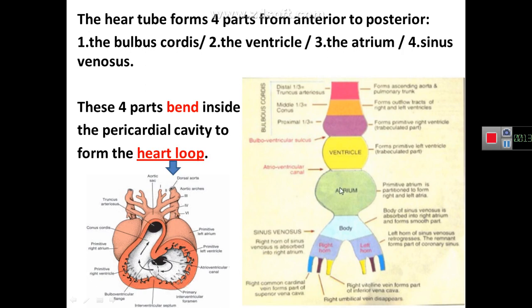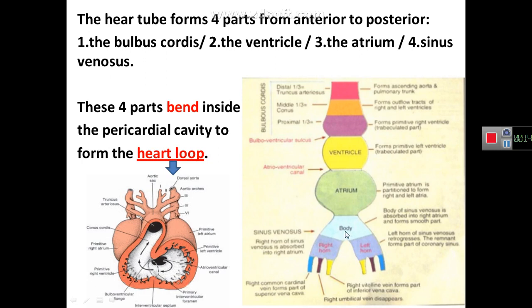Actually, the heart tube and heart loop show four dilatations, and thus they are formed of four parts. These four parts are as follows, from anterior to posterior, or from cephalic to caudal. The most anterior dilatation in the heart tube is called the bulbus cordis. More caudal to this, the dilatation is called the ventricle. More caudal, the part called the atrium.